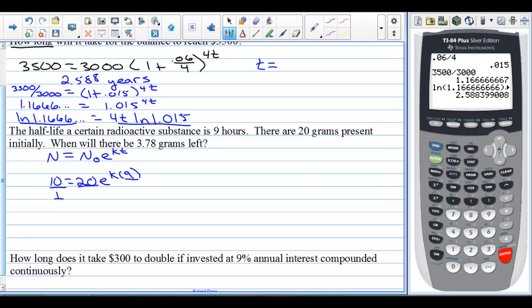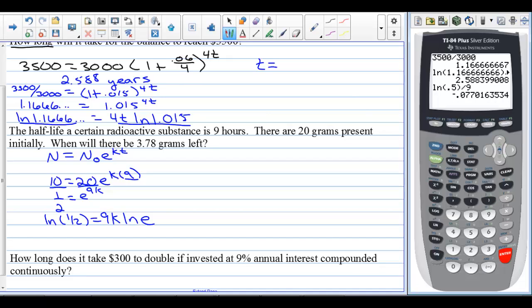So 10 divided by 20 is a half, e to the 9k. And now we can take the natural log of both sides. So we can bring the 9k down in front, and then the natural log of e is 1. Natural log of e says e to what is e? Well, e to the first is e. Well, now the answer is natural log of 1/2 divided by just 9, because the natural log of e is 1. We don't really have to divide by 1. Well, k is equal to negative 0.077.